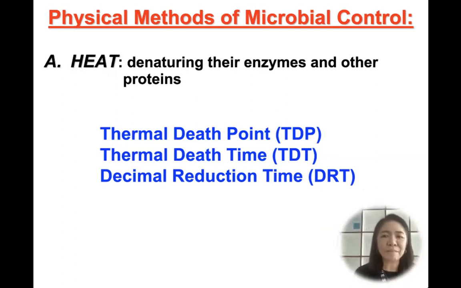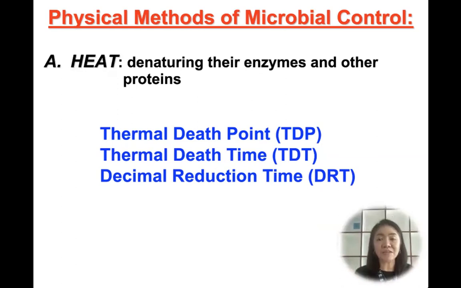Okay? So that's the lowest temperature. This is the temperature at which, in 10 minutes, the organisms in the solution will die. That's thermal death point. And how is it different from thermal death time? Now, TDT is the minimal length of time in which all bacteria will be killed at a given temperature. So again, death point, lowest temperature. Death time, the length of time for the antimicrobial to kill the organism at a given temperature.